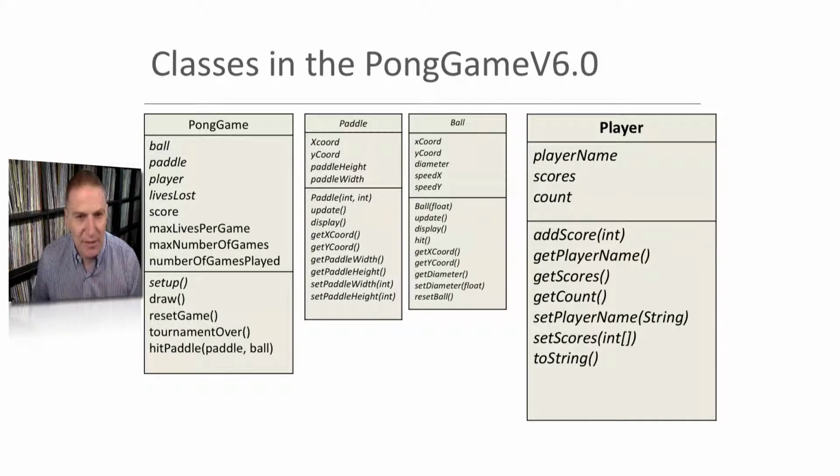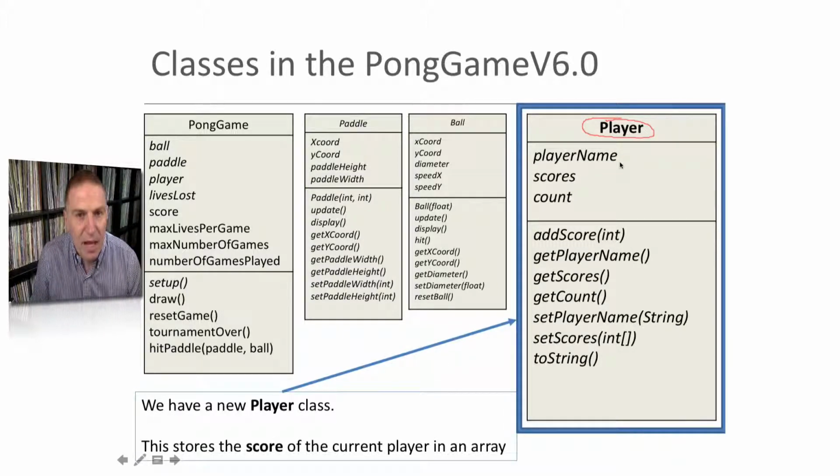So here are the classes for this new version of the game. What's different here is we've got a player class, which is a brand new file. So you'll be introducing a new tab inside Processing, from which you'll build out these fields and methods. So we have a player class. This stores the score of the current player in an array.